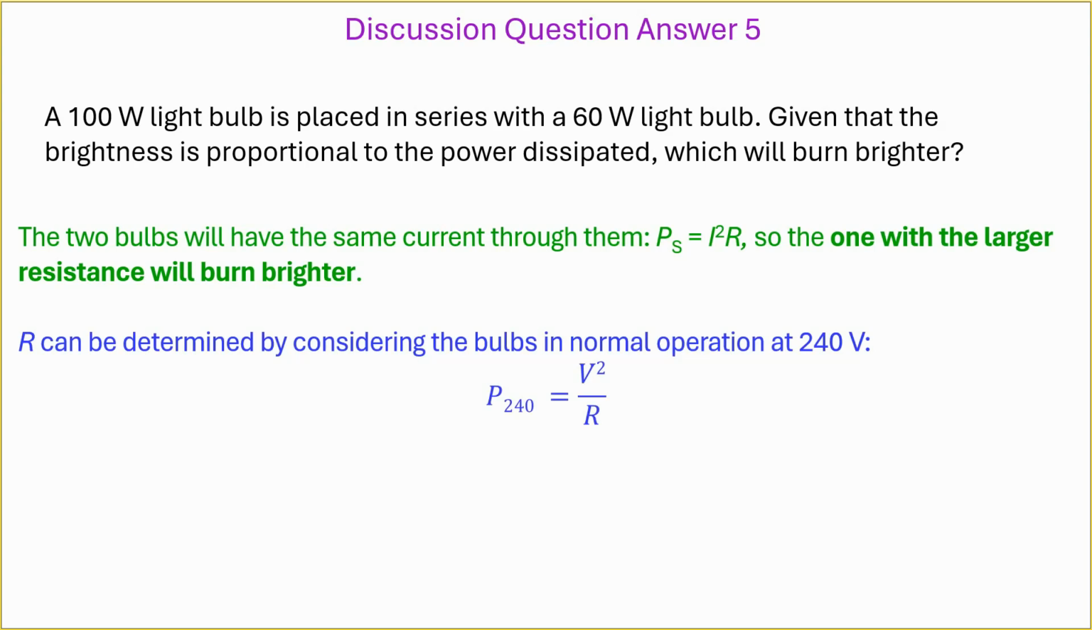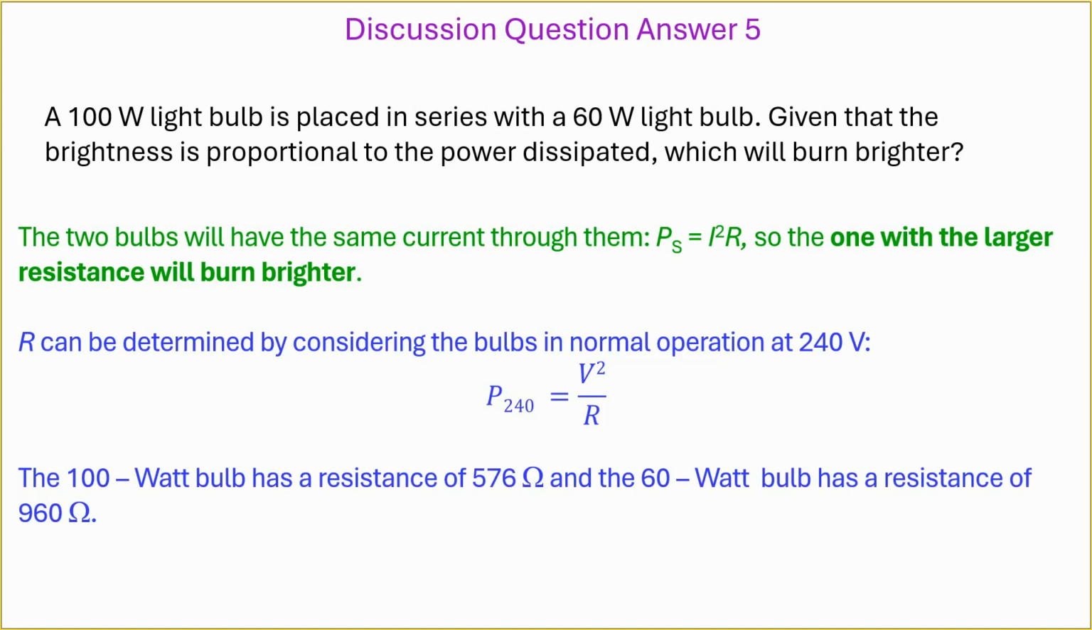So let's say for the 100 watt light bulb, you have power equals V squared over R. V is 240, so R would be V squared over power: 240 squared over 100. For the 100 watt bulb, you get 576 ohm resistance. You do the same thing with the 60 watt bulb, and you get 960 ohm resistance.